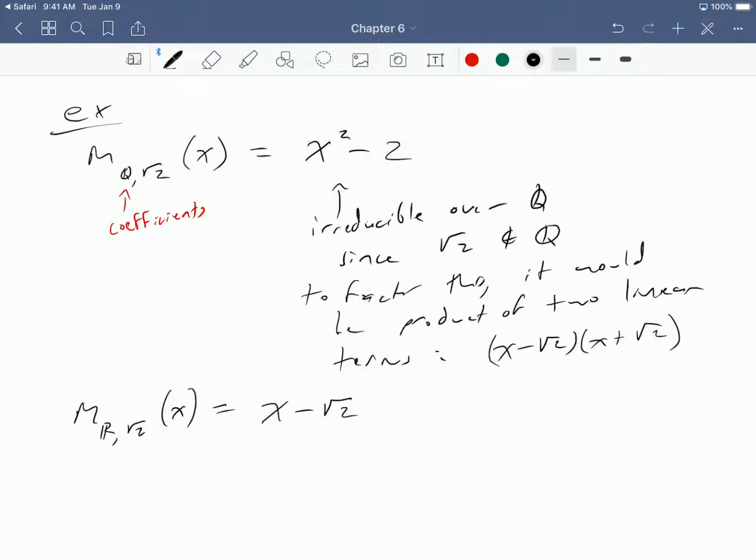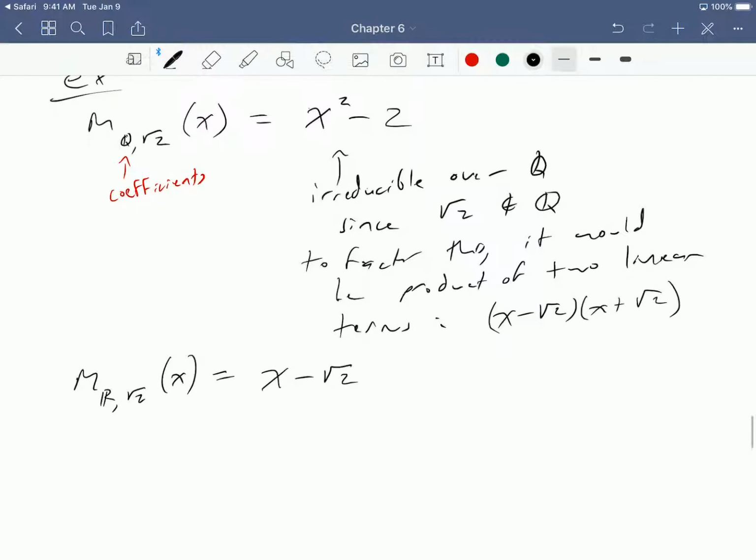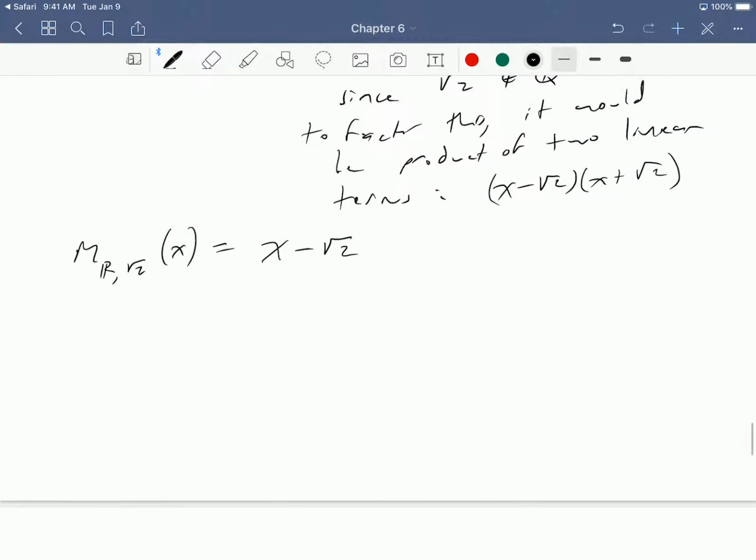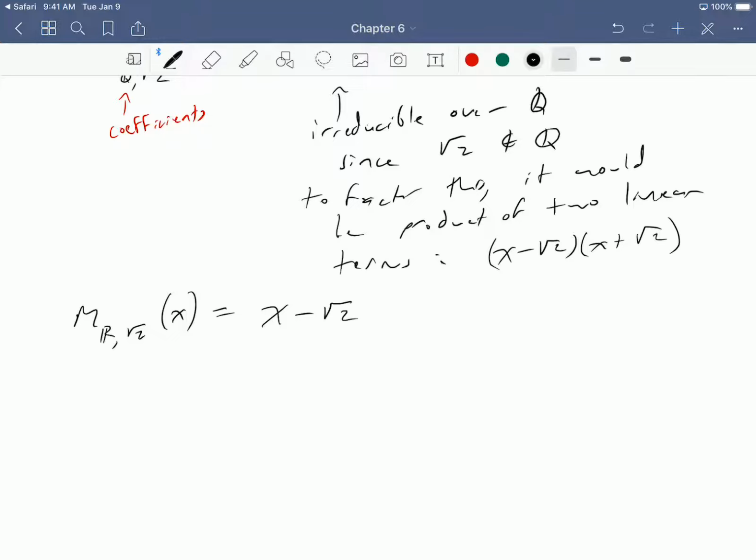Root 2 is a root of it, and there's not going to be anything of smaller degree that root 2 is a root of, because that's degree 1. A couple more examples that might help.